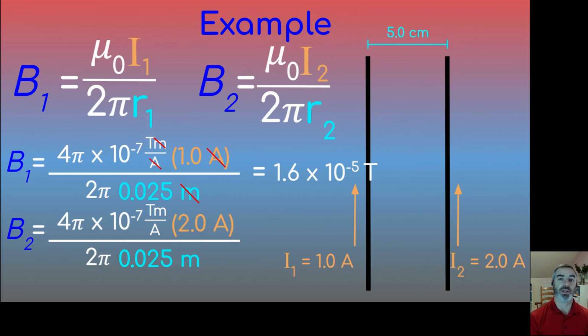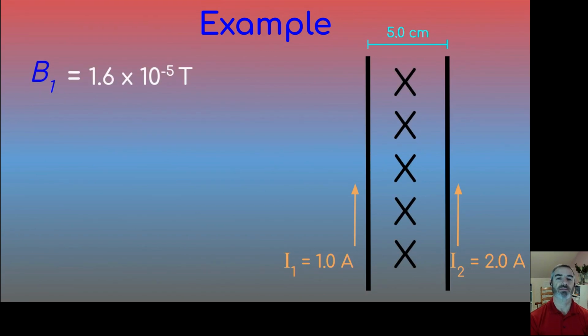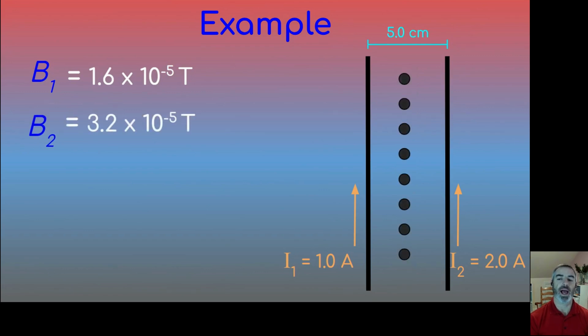The distance is going to be the same because it's the midway point between the two wires. So we cancel out our units and get 3.2 times 10 to the negative 5th Tesla for the right wire. So B1 is 1.6 times 10 to the negative 5th Tesla pointing into the page, and B2 is 3.2 times 10 to the negative 5th Tesla pointing out of the page. So the B2 is going to be bigger from the right wire.